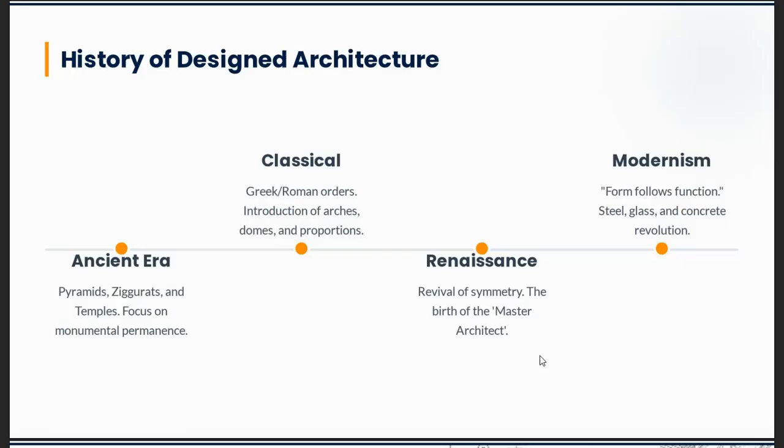Style evolution. So mainly, architecture has evolved from the ancient era, like pyramids, ziggurats, and temples, focused on monumental permanence. Classical Roman and Greek orders introduced arches, domes, and proportions. Renaissance, a revival of symmetry and the birth of the master architect. Modernism, form follows function, the steel, glass, and concrete revolution.